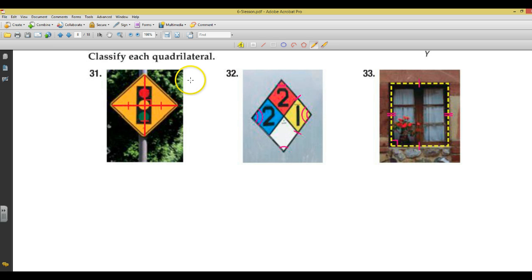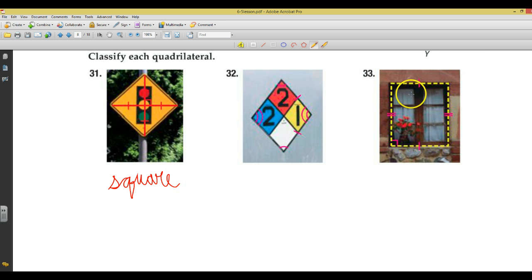Classify each quadrilateral. Number 31, it says that all four of these parts are congruent, which means that my diagonals are congruent, which makes it a rectangle. And also we have a right angle here, so the diagonals are perpendicular, which makes it a rhombus. And if it is a rectangle and a rhombus, then that means that it is a square.